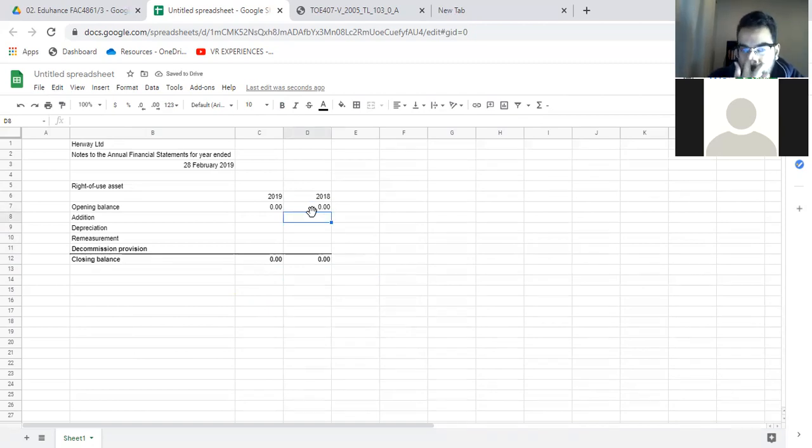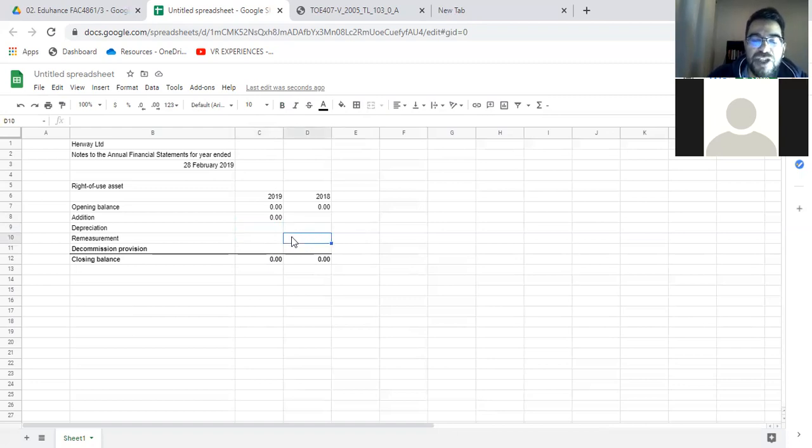There was nothing. So that means the addition will be the initial measurement on 1 October 2017. That would be the addition. There was no new addition in 2019, so we know that's going to be 0. Once we have the asset, we can depreciate it, and then there will be a remeasurement.